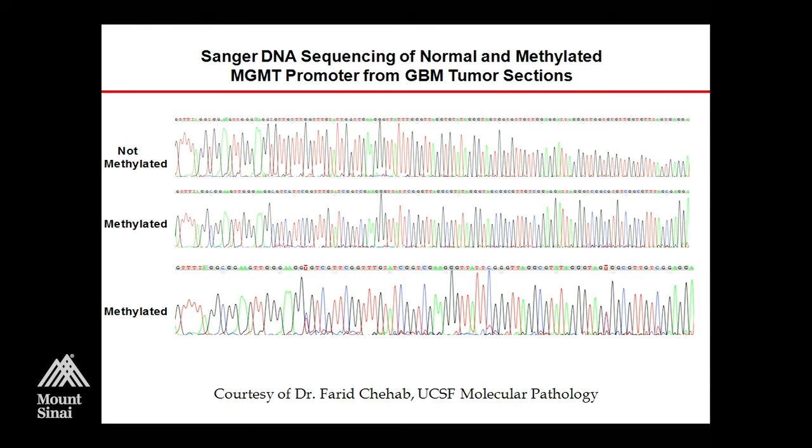And in fact, sometimes one part of a GBM will be methylated, another will not. It may be methylated in the primary and not methylated in the recurrence. And depending on cutoffs, one lab may call it methylated and another will not. And again, also techniques are different. The other issue is that there's almost 100 CpG islands in the promoter region of MGMT. So which ones are the ones that are critical for testing?